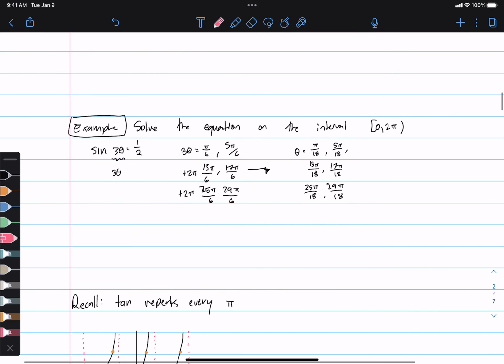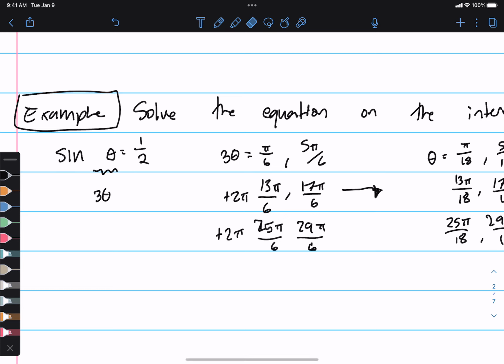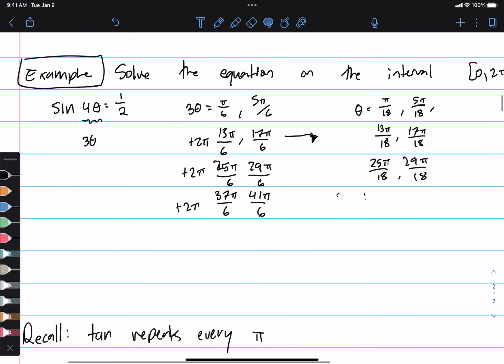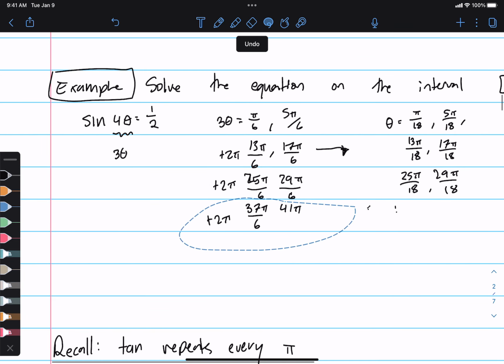So if it was sine of 4 theta here, then we would just add another 2 pi, and we would get 37 pi over 6 and 41 pi over 6. And again, we can just keep doing this as long as we need. But in this case, since it's just 3 theta, let me just delete all of these. These are going to be our values.